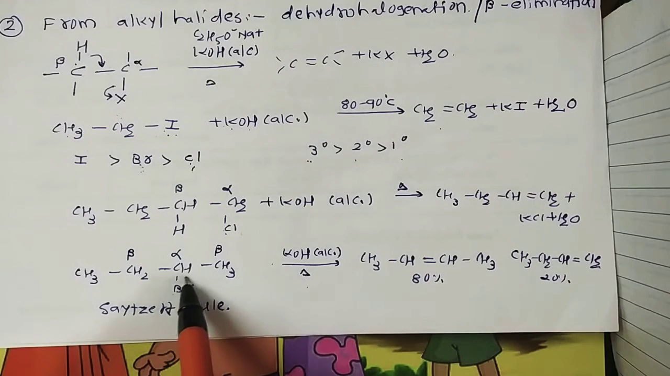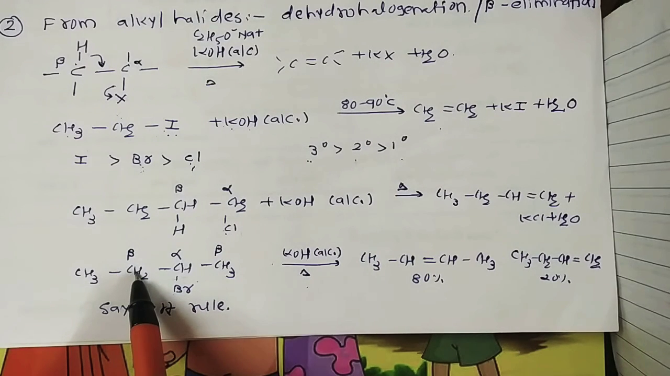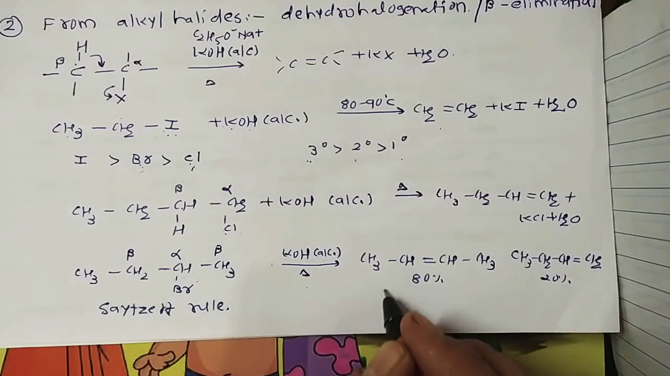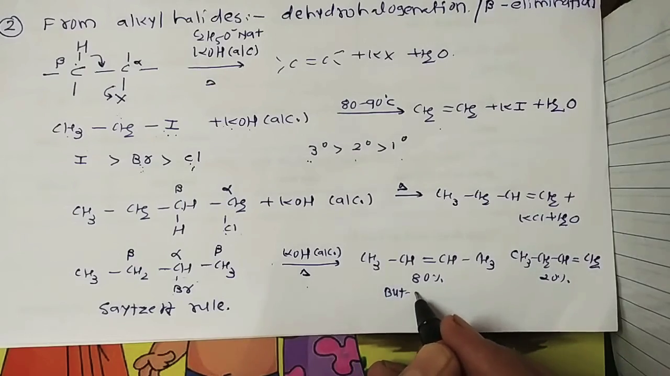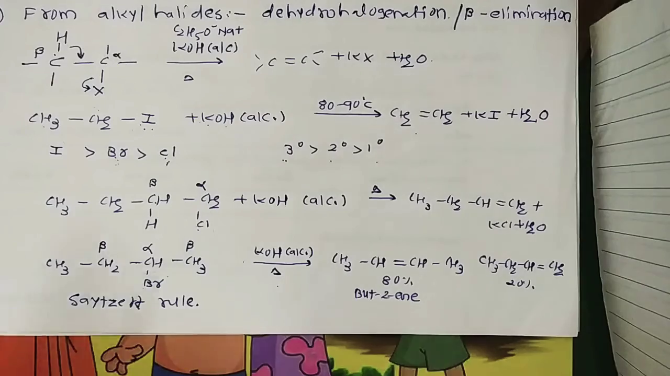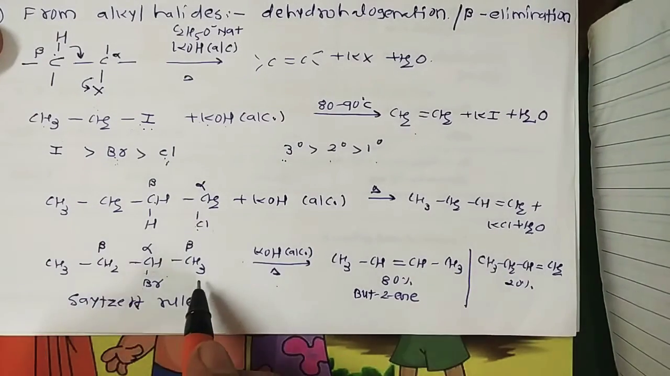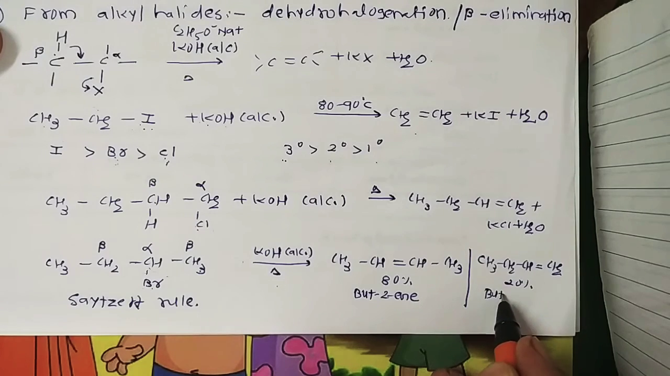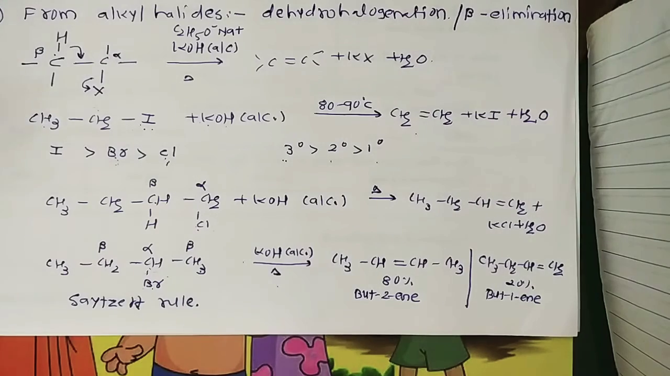If the bromine is removed from the alpha carbon and hydrogen is removed from the CH2 group, we get a product like this, which is 2-butene. We get 80% of this product. But there is another possibility. If bromine is removed from alpha, but the hydrogen is removed from the terminal methyl group, we get 1-butene, which is only 20%. So what's the reason behind that?